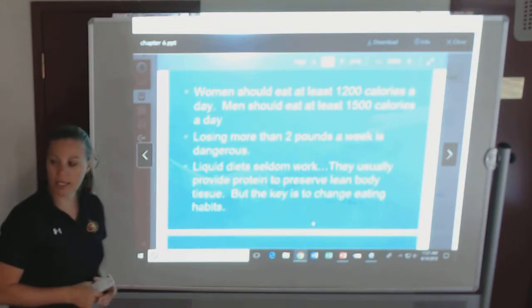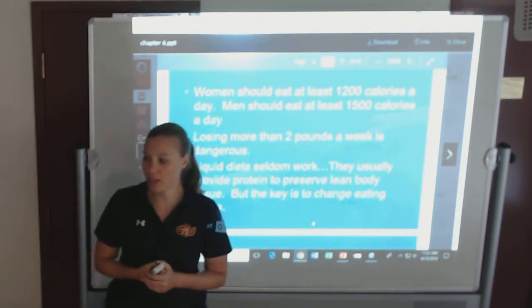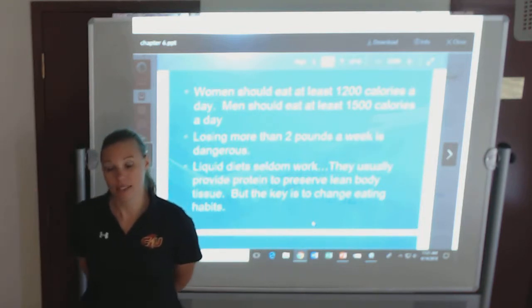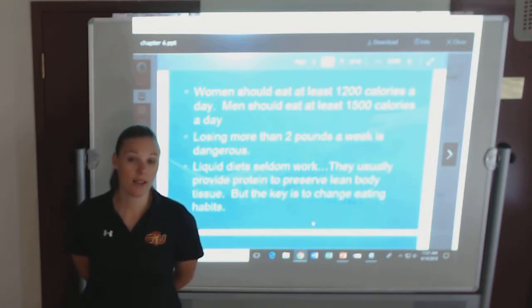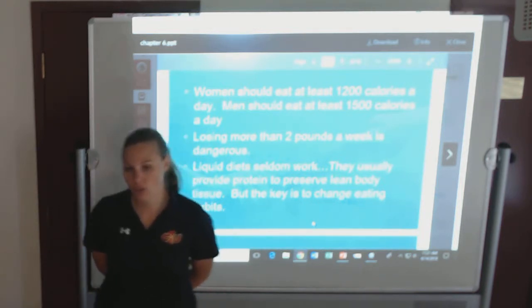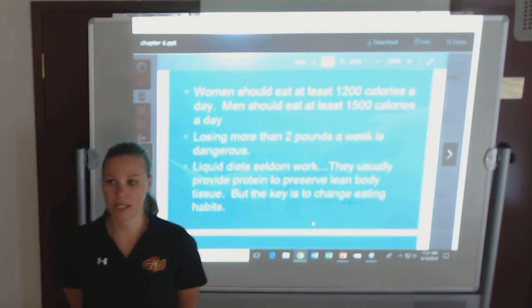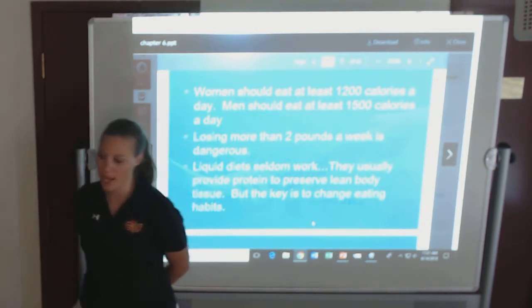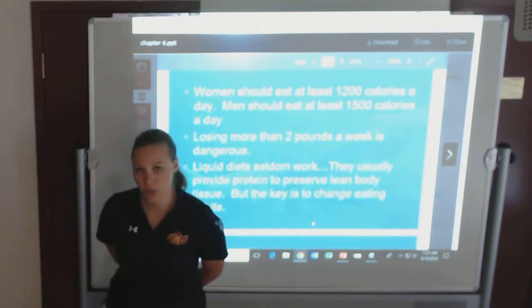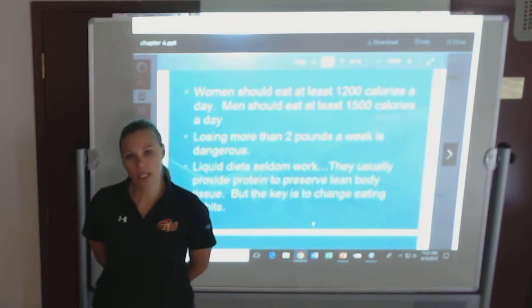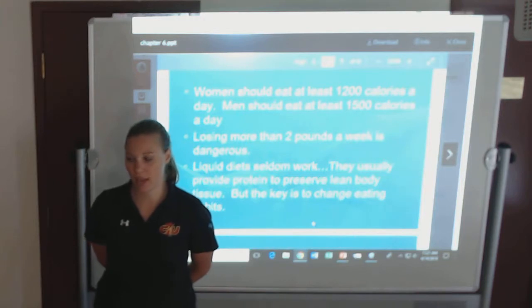Women should eat at least 1,200 calories a day. That doesn't mean that you look on the back of a candy bar and see, oh, that's only 290 calories, so I could eat that in a day. And it also doesn't mean that we can eat cake and then not eat the rest of our meals because the cake was our caloric intake for the day. It's 1,200 calories for women and 1,500 calories for men in a day. That means you're eating good calories and effective calories.